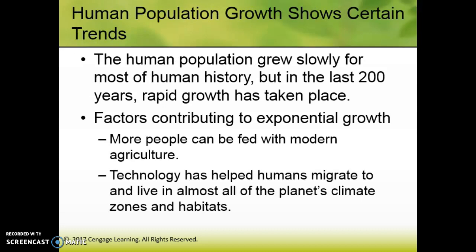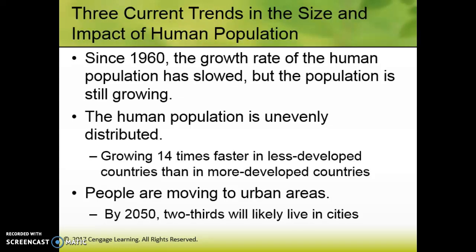So the human population grew slowly for most of human history, but in the last 200 years, we've gone crazy. We definitely have a couple of things that have contributed to that. Number one, the Industrial Revolution came about. Number two, the first Green Revolution came about, which is kind of the Industrial Revolution for agriculture. And then technology like airplanes and cars and boats. Technology has helped humans migrate and live in almost all of the planet's climate zones and habitats. I mentioned the transportation modes, but also things like air conditioning, heating, different technologies along those lines.